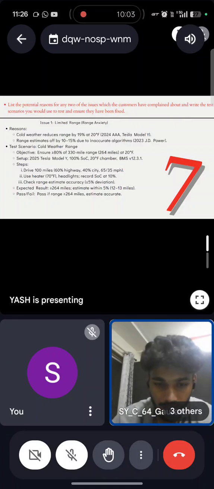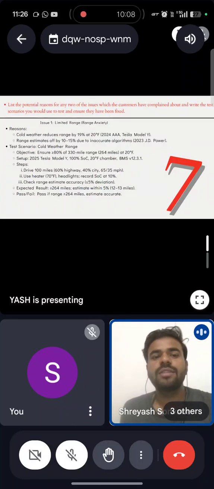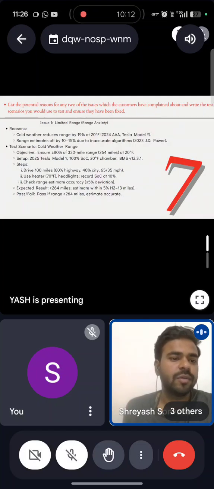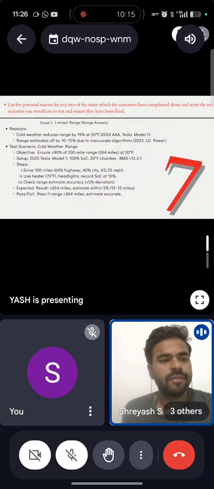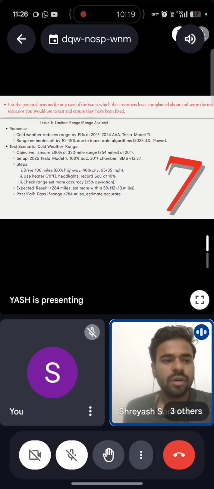So the next problem statement is: list the potential reasons for any two of the issues which the customers have complained about and write the test scenarios you will use to test and ensure they have been fixed. Issue 1, limited range anxiety. As we travel using electric vehicles, there is range anxiety. The reasons are cold weather reduces range by 19% at 20 Fahrenheit, and range estimates are off by 10 to 15% due to inaccurate algorithms.